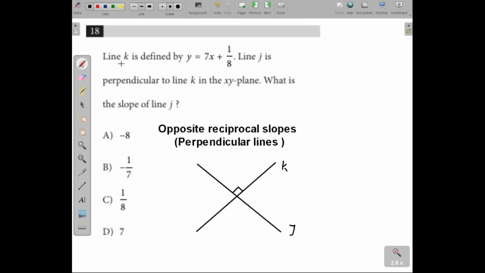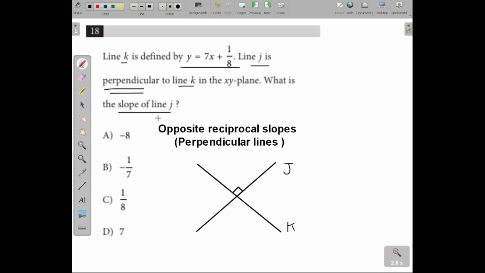Number 18. Line K is defined by y equal to 7x plus 1 divided by 8. Line J is perpendicular to line K in the xy plane. What is the slope of J? It's important to know that perpendicular lines have opposite reciprocal slopes. And in this case, we can represent both lines in this graph. So we have line K and line J. So that means that they have 90 degrees in every angle.